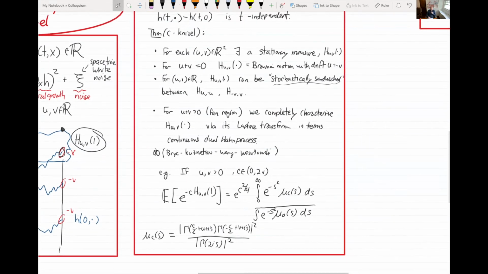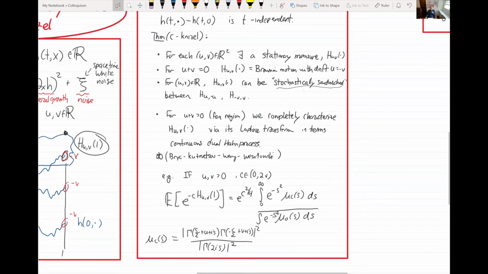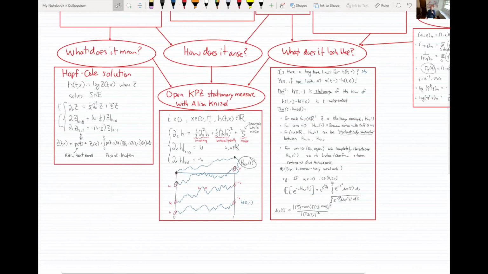So we were interested in the stationary KPZ equation. We made some sense of what it means to solve it, identified this description, and then you take the logarithm and so on. And then I told you what the long time limit should look like. There's a conjecture, which I'll just state, that if you start with any initial data, it will converge to this H_UV, assuming the boundary conditions are u and v.